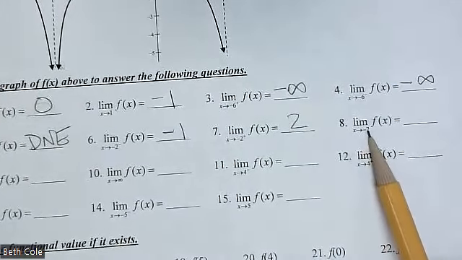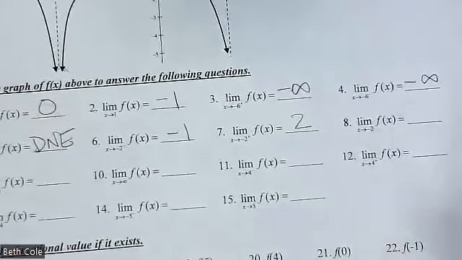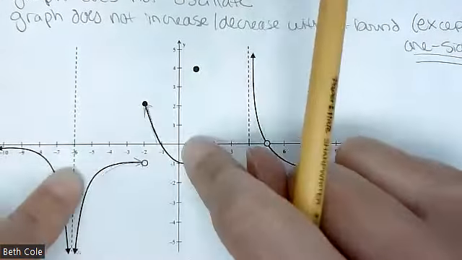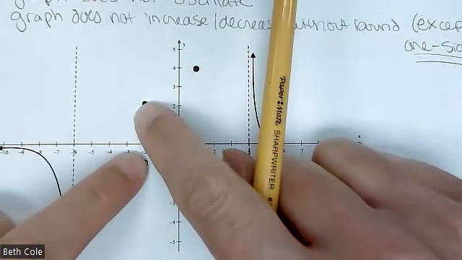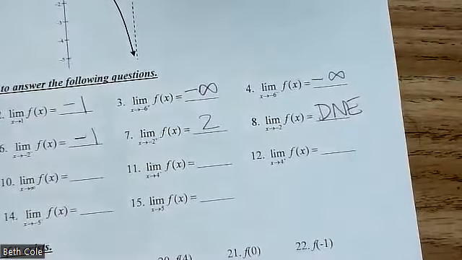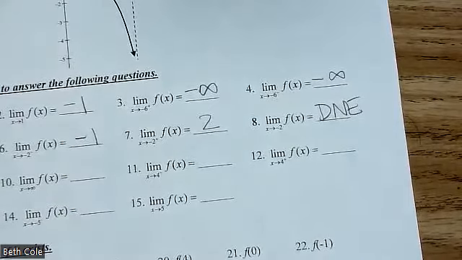This one says -2 overall. If you go to -2 from the left and -2 from the right, do you see how they're not going to the same place? So we would say DNE, does not exist. That's what's called a jump discontinuity because the graph, we talked about jump discontinuities, didn't we? Back in piecewise functions, jump discontinuity. See, I taught you a lot of this already.